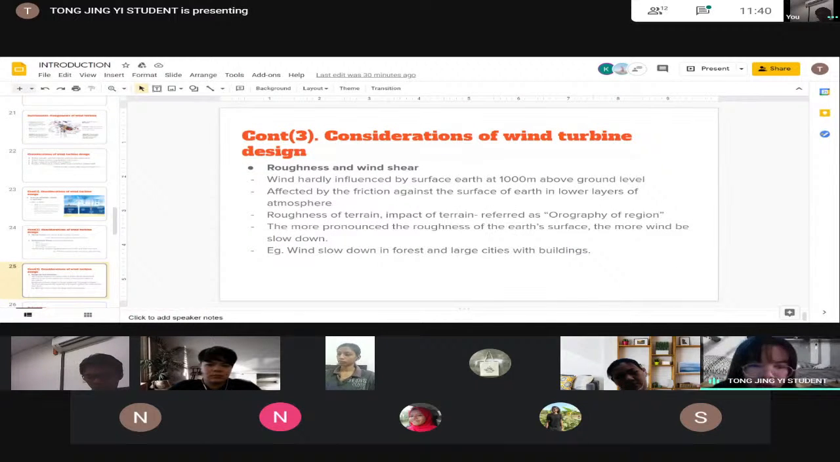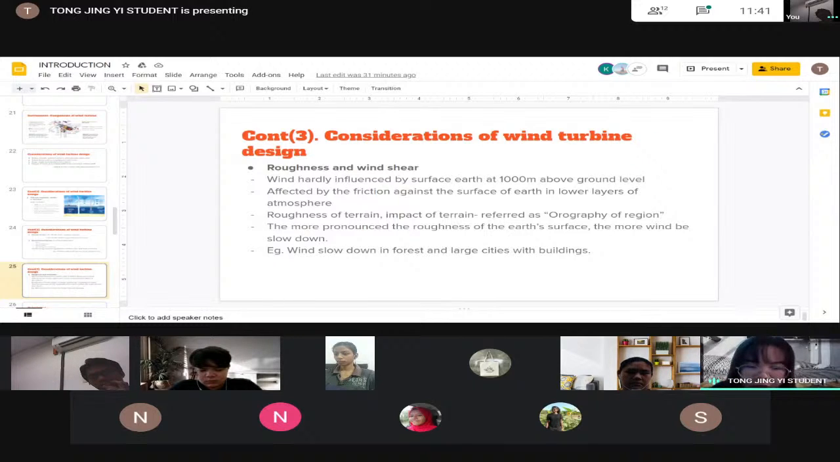Okay, this is the last consideration for wind turbine design, which is roughness and wind shear. Wind is hardly influenced by the earth's surface at 1,000 meters above ground level, but it will be affected by friction against the surface of the earth in the lower levels of the atmosphere. The roughness of terrain, the impact of terrain, is referred to as the orography of the region. The more pronounced the roughness of the earth's surface, the more the wind will be slowed down.